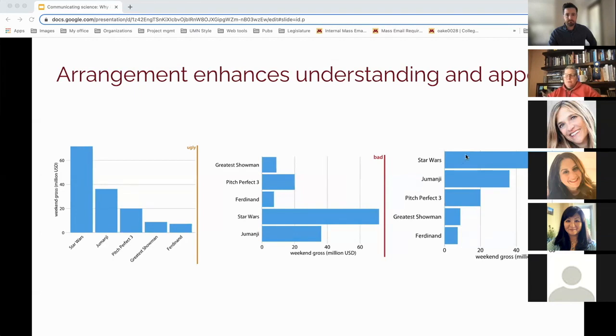Another thing that we want to remember when we're putting together visualization is that arrangement can enhance your understanding and appeal. So to give an example of what I mean when I say that, I'm going to look at these three different bar charts, which essentially are representing the same data. So the first bar chart is actually a horizontal bar chart of data, and this data happens to be money making from a set of movies.